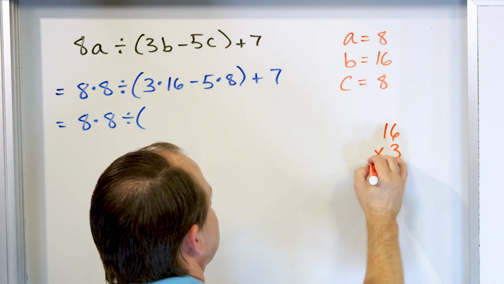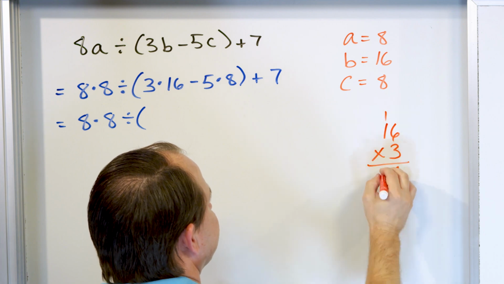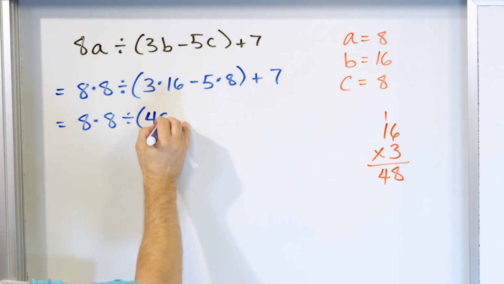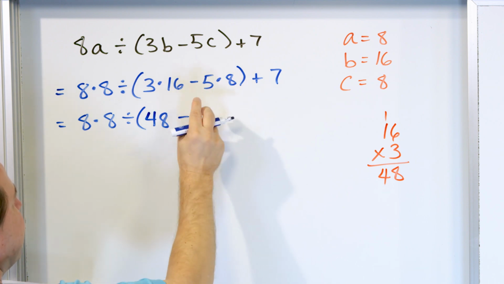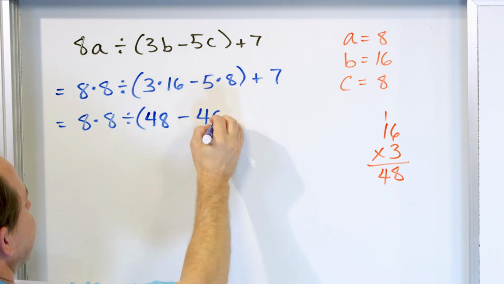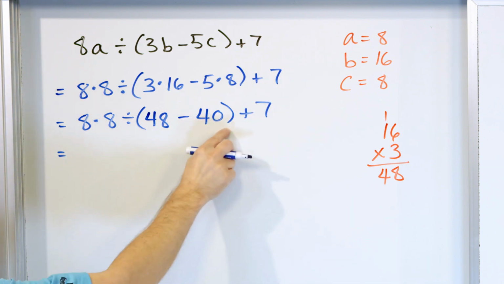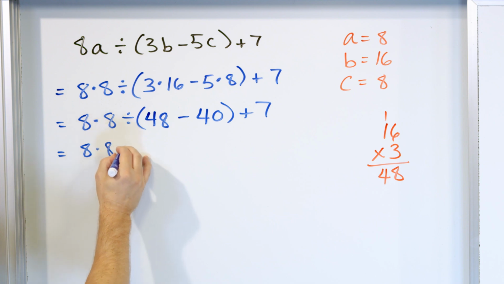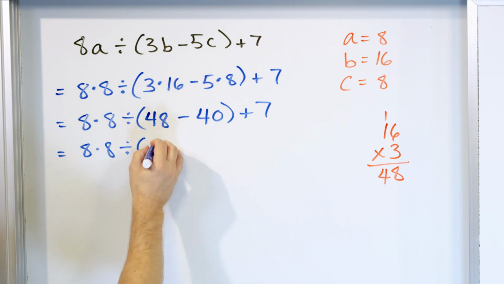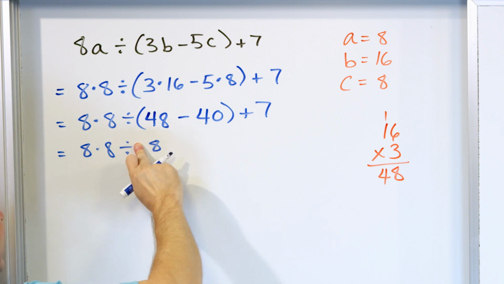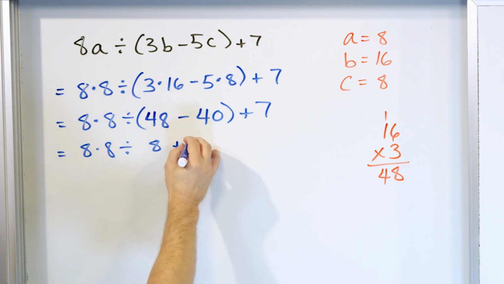16 times 3. 6 times 3 is 18. This is 3. This is 4. So 3 times 16 is 48. And we can do the other multiplication in parallel with it. 5 times 8 is 40. And we do that subtraction in the next step. Inside the parentheses, that's what we're going to work on next. What is 48 minus 40? You just get 8. And actually, we can just drop the parentheses. Once we calculate what's inside of there, we can just drop it. And then we have plus 7.